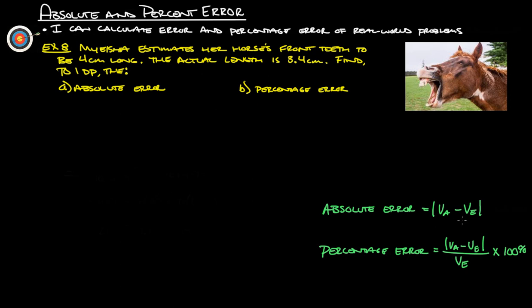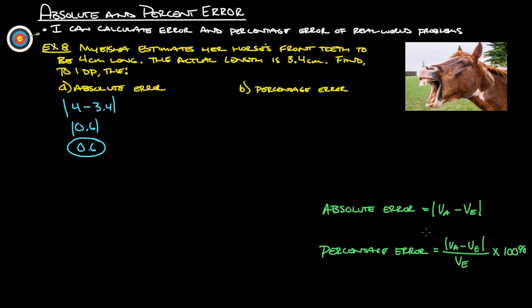So the absolute error here is the absolute value of VA minus VE. So remember the VA is the approximate, VE is the exact. So E for exact, A for approximate. Okay, so the approximate value that she gave was 4, minus the exact value of 3.4, which gives us 0.6. Absolute value of 0.6 is 0.6. So there's our absolute error.